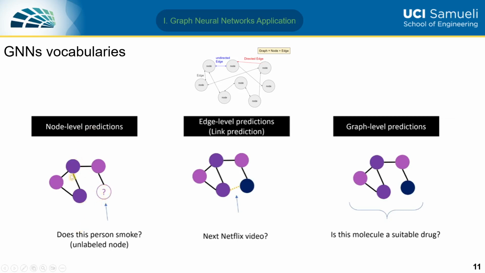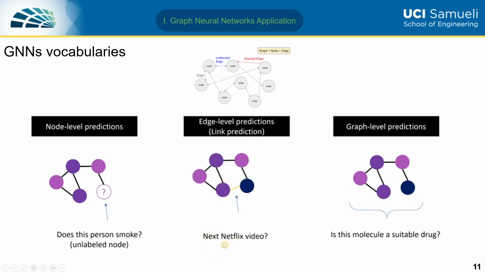For example, you classify the node like pink and purple. Pink is someone who smokes, and purple is someone who doesn't smoke. Then you have this node and you want to see if it's pink or purple. The question is, does this person smoke? Or you have an edge prediction, where you predict: does this edge exist or not?